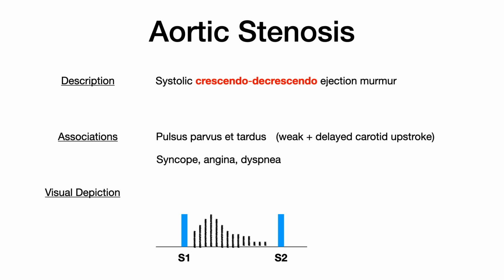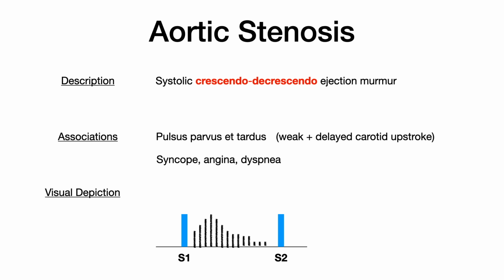So that's aortic stenosis. Takeaway from this slide is crescendo decrescendo occurs during systole, is very harsh sounding. You see pulsus parvus et tardus, syncope, angina, dyspnea. So people say that aortic stenosis makes them sad, SAD: syncope, angina, dyspnea. And remember that in an older person, it's usually due to calcification. In a younger person, think bicuspid aortic valve, think Turner syndrome.